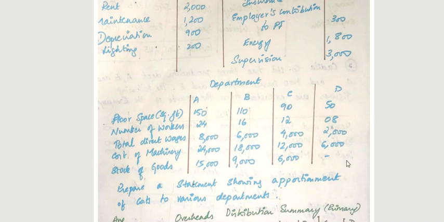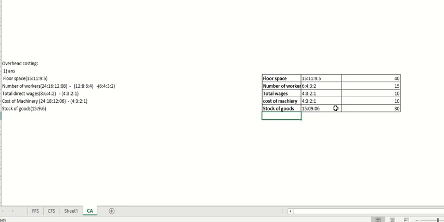If the bases are given for the departments, first we are supposed to find out the ratios. If you see, I have found out the ratios of all of these. For the floor space, for departments A, B, C and D it is 150, 110, 90 and 50. So your ratio will be 15 is to 11 is to 9 is to 5, and your denominator is 40. Your expenses will be divided based on 15 is to 11 is to 9 is to 5 for all four departments.